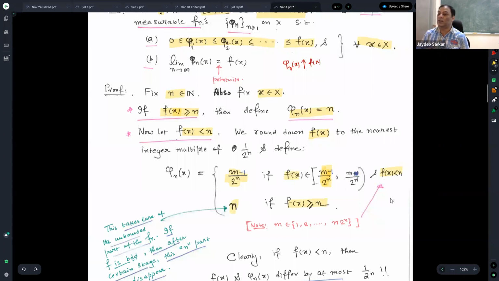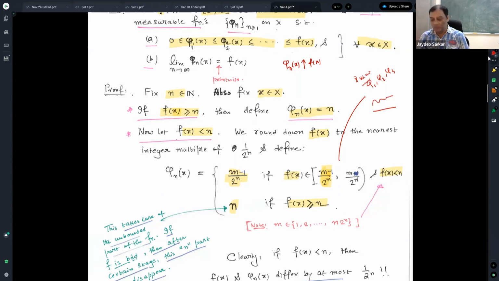So is the definition somewhat clear to you? Can I ask you to draw the graph as homework? Draw the graph for phi1, phi2, and phi3. Of course, you have to take a function f. So you take a simple one, maybe a parabola. Do it for a parabola. It's fine.